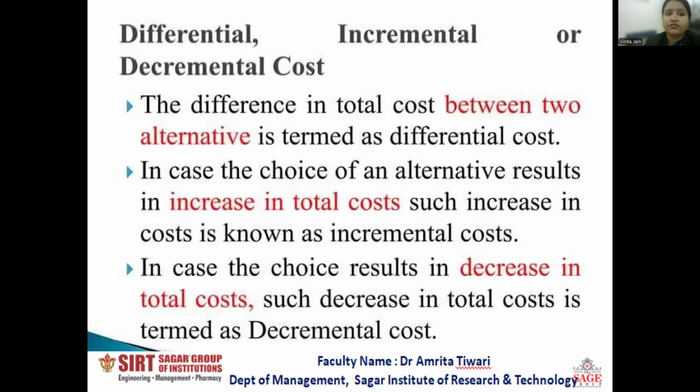Differential, incremental or decremental cost is the difference in total cost between two alternatives. In case the choice of an alternative results in increased total cost, such increase is known as incremental cost. In case the choice results in a decrease in total cost, such decrease in total cost is known as decremental cost.